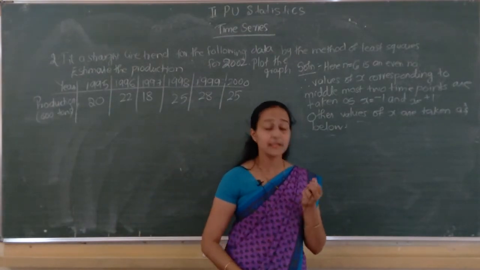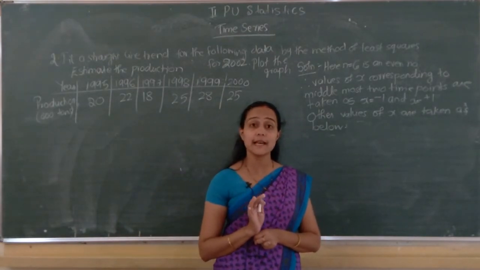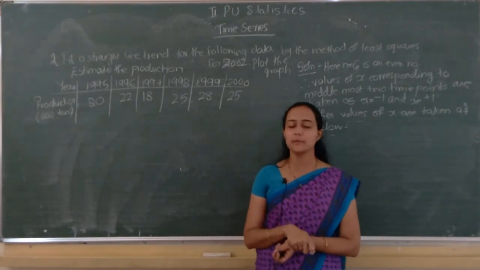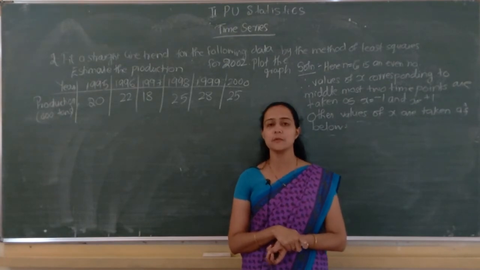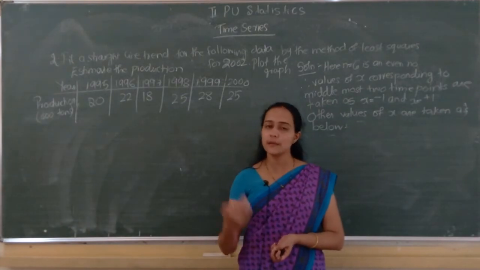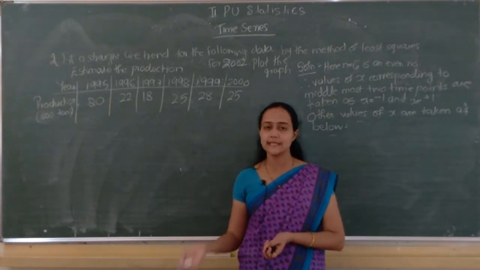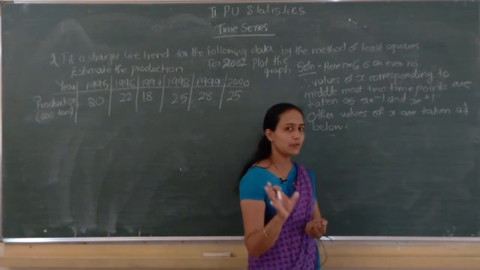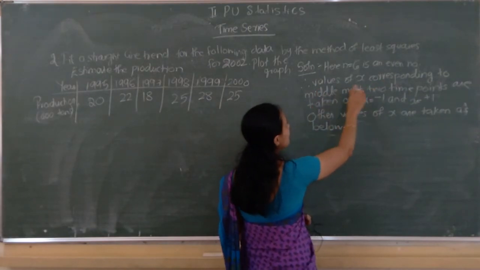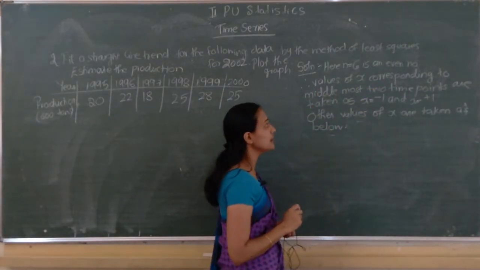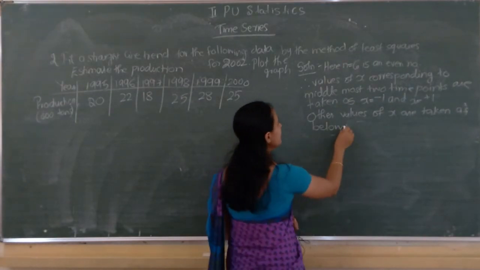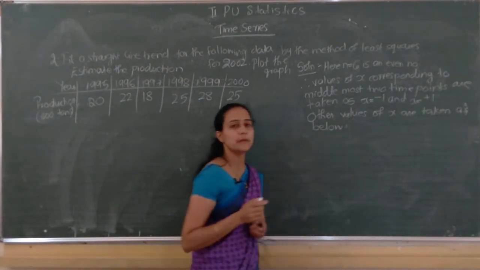Okay. So, remember here also, how many years are there? 1, 2, 3, 4, 5, 6. So, the middlemost 2 time points are taken as values of x, -1 and +1. Other values are -3, -5, below, and 1, 3, 5 above. So we have to write: n equal to 6 is an even number. Therefore, values of x corresponding to the middlemost 2 time points are taken as x equal to -1 and x equal to +1. Other values of x are taken as below.